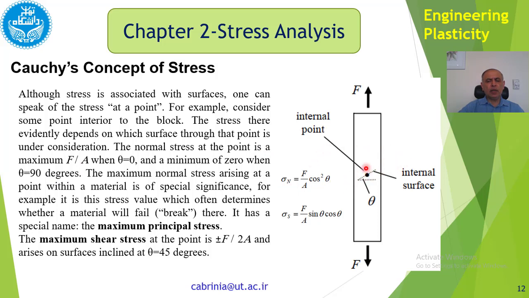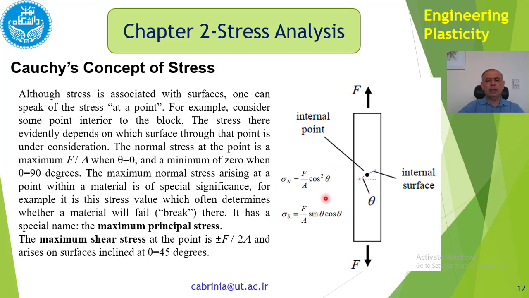Therefore this plane is very important. We have one point, and different stresses at this point, acting normal like that. If we change the plane, it's the same point but with different normals. So we have many stresses at one point. But the maximum normal stress at this point in the material, or any point in the material, has a special significance. For example, it is this stress value which often determines whether a material fails or not.